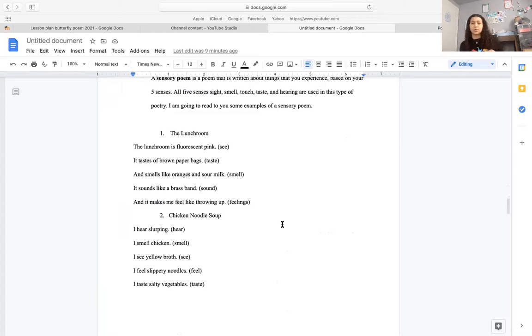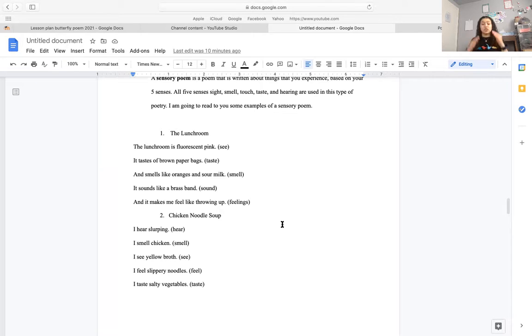Number one, I'm going to read it off. The lunchroom. The lunchroom is fluorescent pink. It tastes of brown paper bags and smells like oranges and sour milk. It sounds like a brass band, and it makes me feel like throwing up. So what is one thing that we talked about in our definition that this poem had?